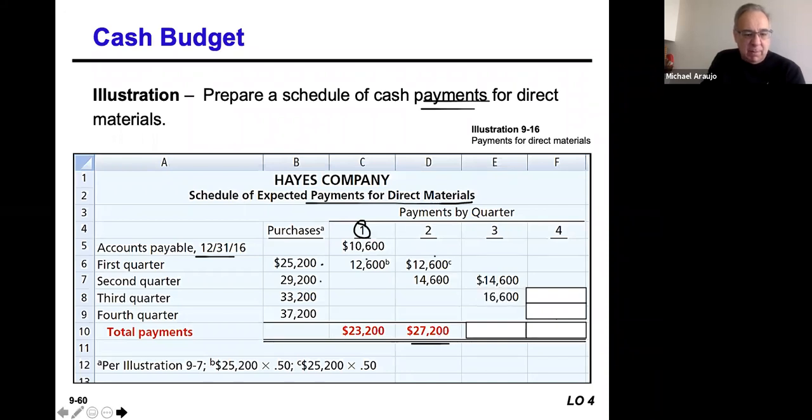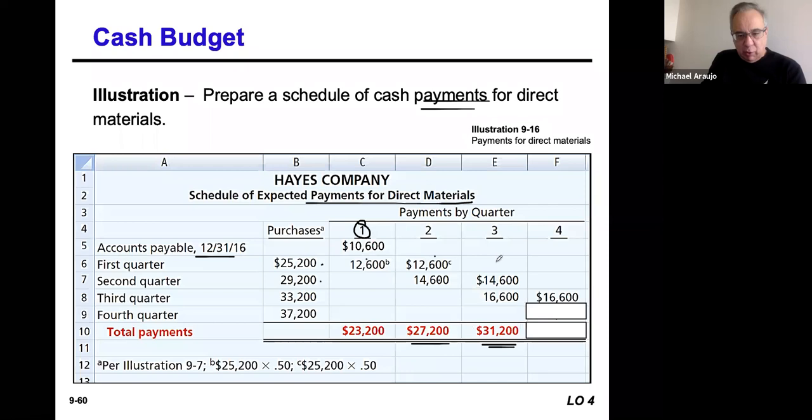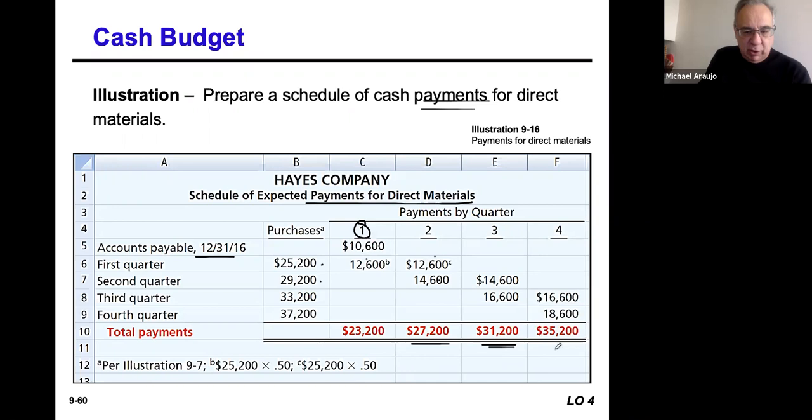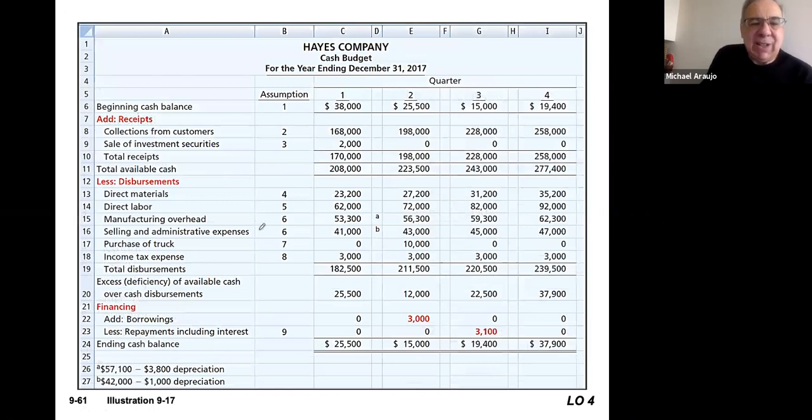Half of that number means you need $31,200 in the third quarter to pay for all the materials you need to produce what you're producing. And in the last quarter, you need $35,200. So this is cash going out because you're paying for material. Lots of stuff here. And it just went over the materials budget with you, but all of these budgets, direct labor, manufacturing overhead, selling and administrative expenses, this is information you would get from the previous budgets.